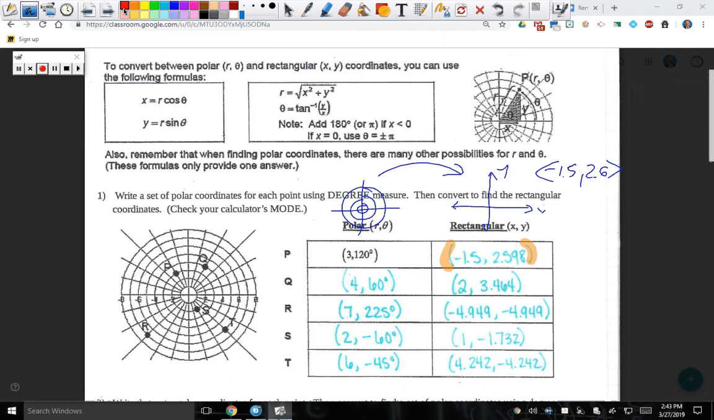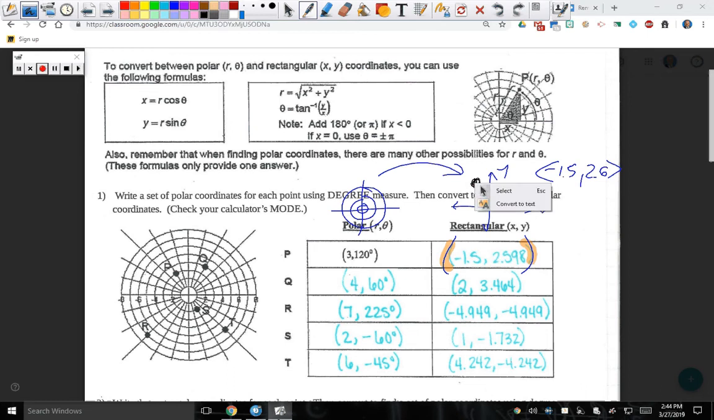Negative 1.5 x-wise and 2.6 looks something like that. Negative x, positive y, second quadrant. But look, like Evelyn said, these are parentheses. So it's not what you see in red. What is this going to be? Just a point. You with me?